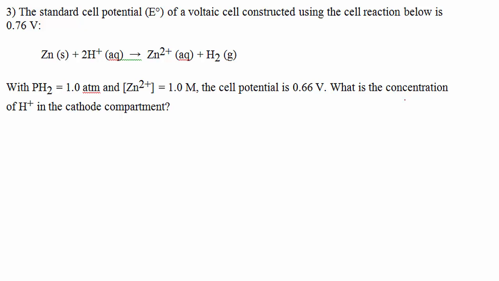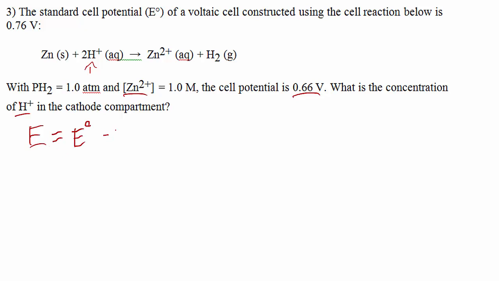All right, number 3. Same kind of problem. The standard cell potential of a voltaic cell constructed using the cell reaction below is 0.76 volts. If the pH2 is 1 atmosphere and the Zn plus 2 is 1 molar, the cell potential is 0.66 volts. What is the concentration of the H plus in the cathode compartment? So let's work with some numbers. And by numbers, I mean letters.